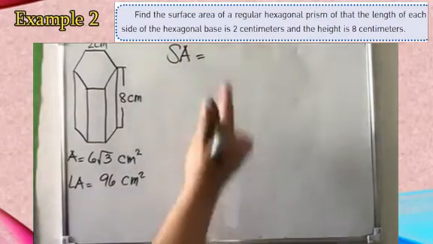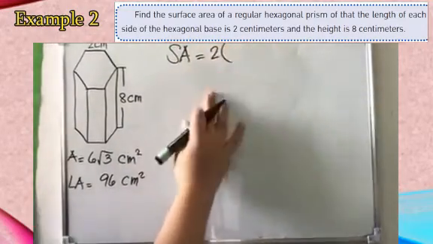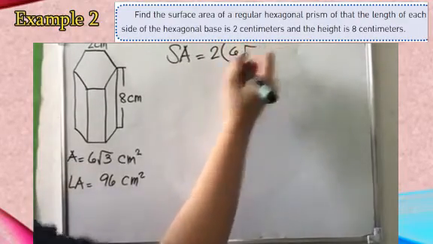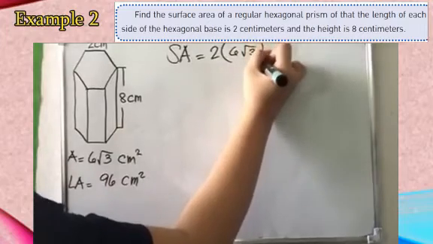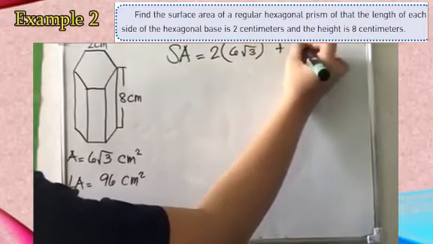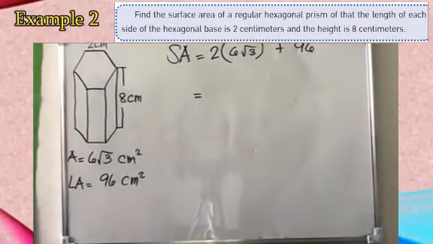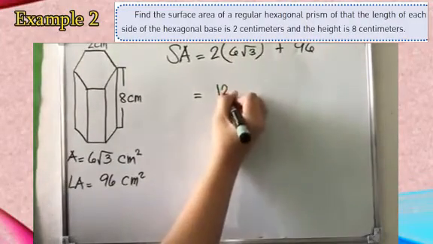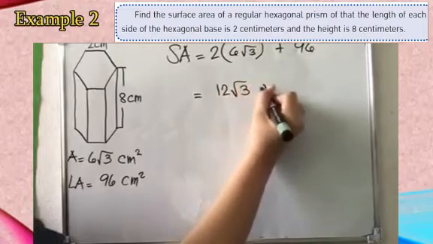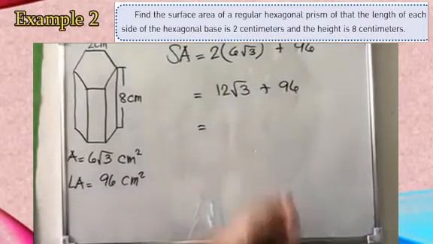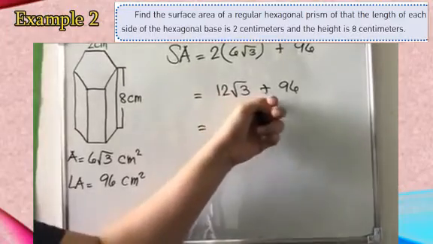Okay, surface area. We have 2 times the area of the base. What is the area of the base? That is 6 square root of 3, plus 96. So we have 12 square root of 3 plus 96. So what is our answer? 12 square root of 3 plus 96.